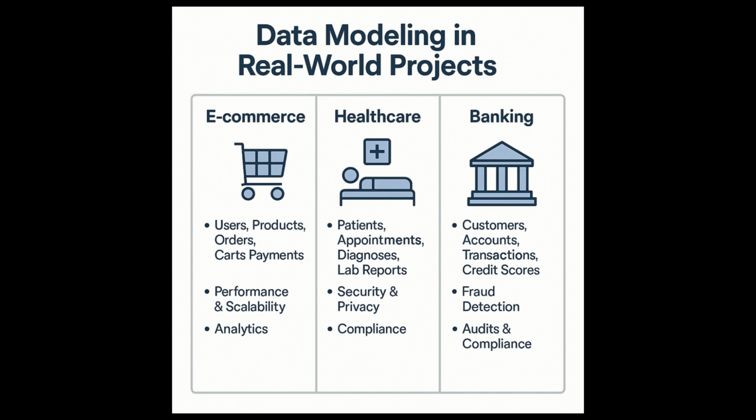Modeling decisions here impact performance, optimizing product and order queries using proper indexing and denormalization. Scalability, designing for spikes during sales like Black Friday with sharded schemas or distributed databases. Analytics, structuring events and customer data to power recommendation engines and sales insights. A poor model might result in slow page loads, lost orders, or inaccurate reports.